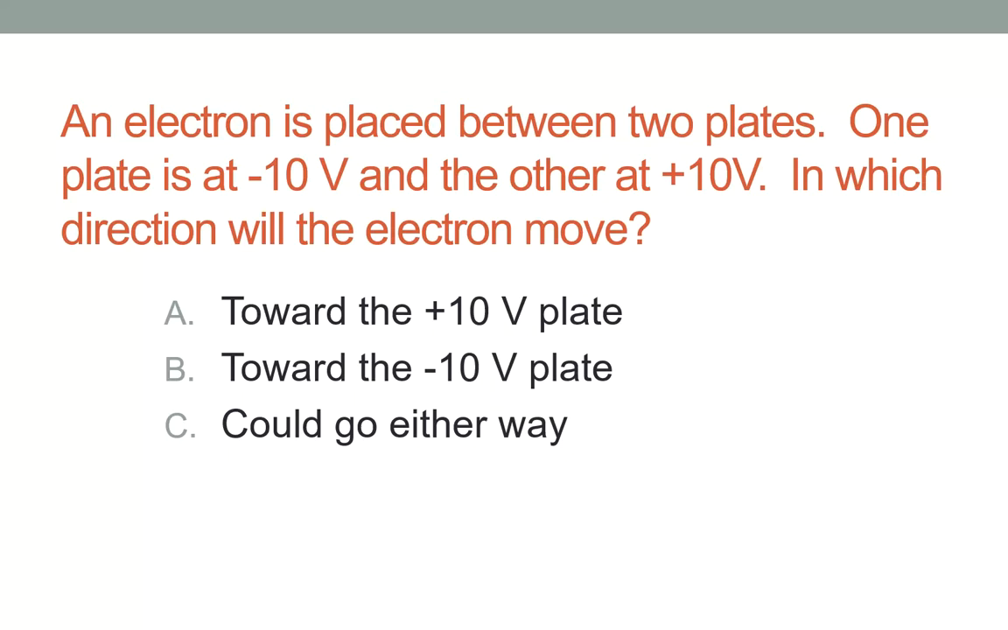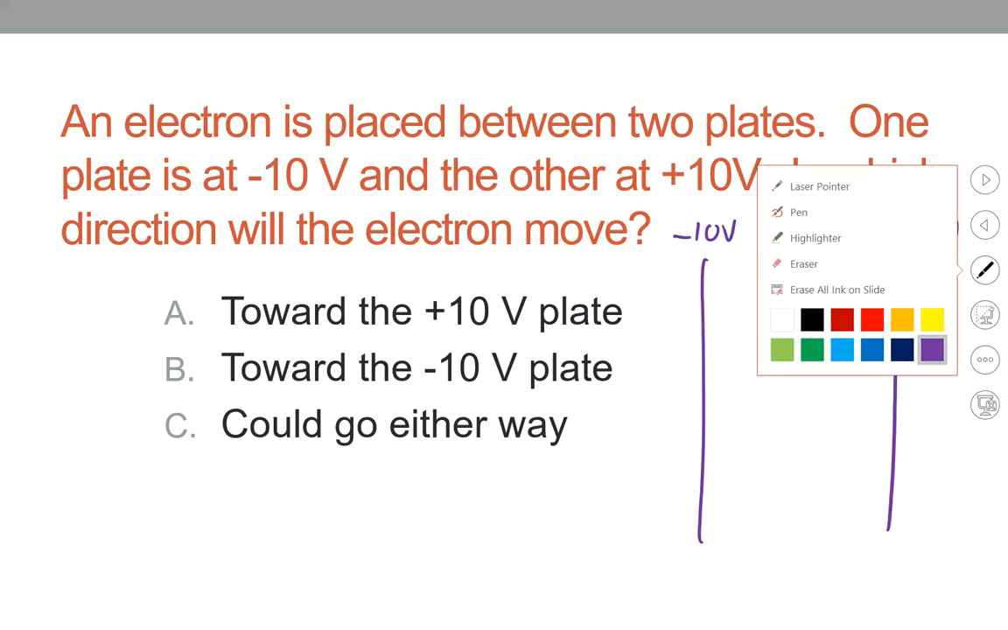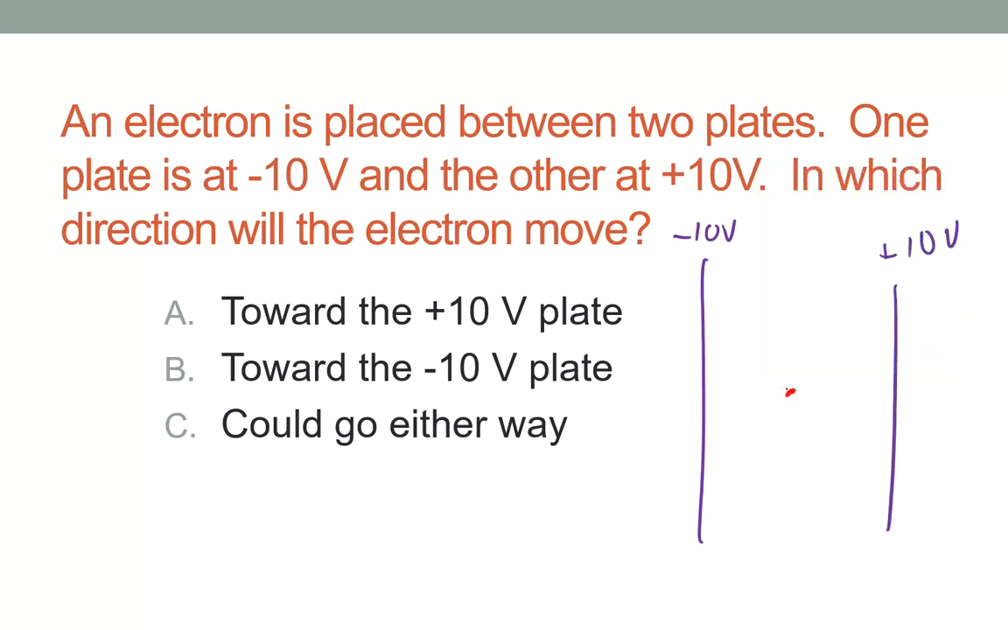An electron is placed between two plates. So I have two plates. One plate is at minus 10 volts. One is at plus 10 volts. And I have my electron midway between them, minus Q. And so the question is, in which direction will the electron move? Or will it?